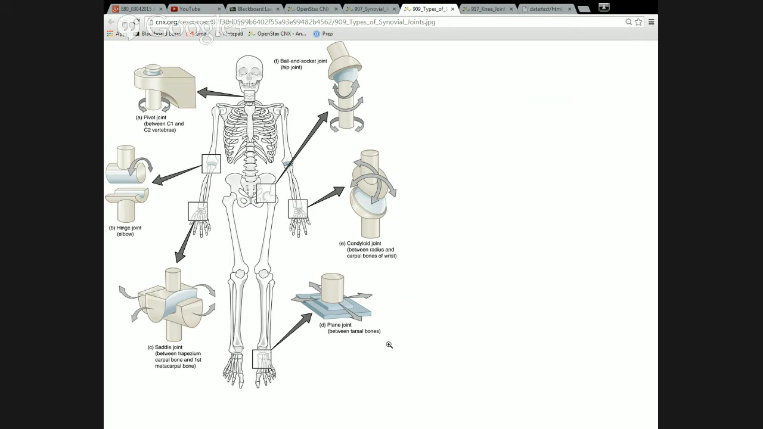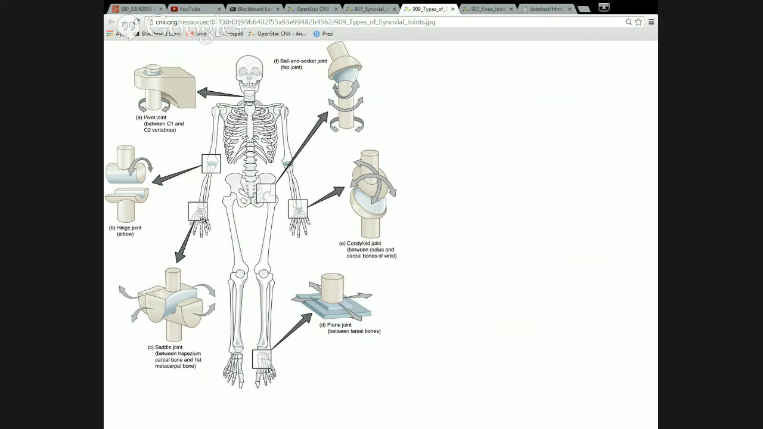So this is when two flat surfaces move across each other. The example that they're using here, pointing out, is where two short bones in the ankle come together. So the intertarsal joints are plane joints. Another often presented example is the intercarpal joints in the wrist.